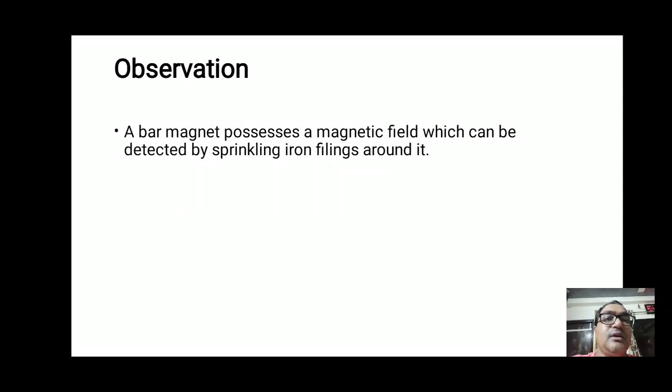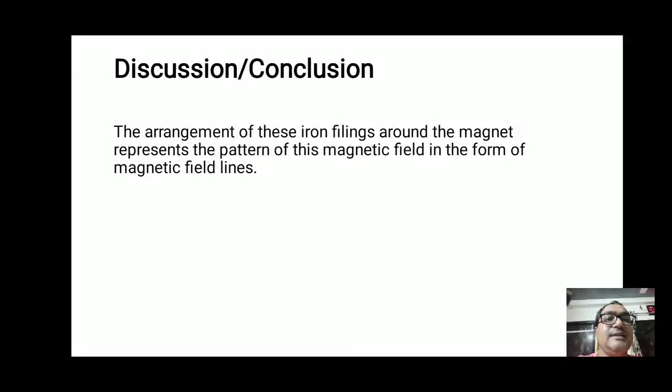What is our observation? A bar magnet possesses a magnetic field which can be detected by sprinkling iron filings around it. This is our observation of this activity. And what is our result or conclusion? The arrangement of the iron filings around the bar magnet represents the pattern of the magnetic field in the form of magnetic field lines. This is our conclusion for this activity. Students, this is the way you have to write and describe the activity.